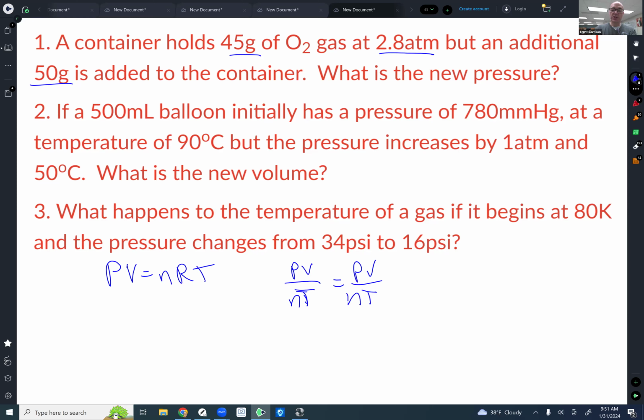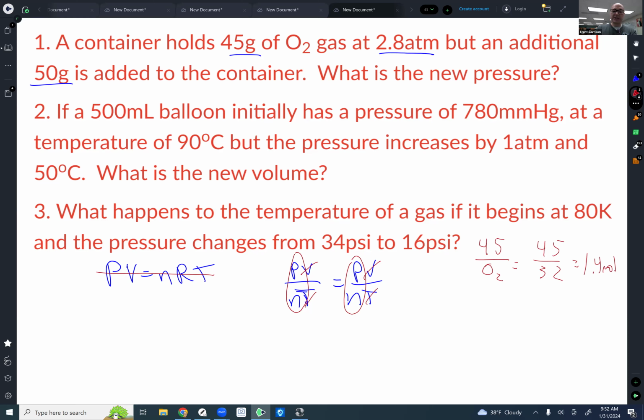And what you will notice in this one is that you are given grams and atmospheres. Those are pressures, and those are moles. So our equation ends up being the P over N equals P over N. But the 45 grams is going to need to be converted into moles. So we've got to do 45 over 32, and that's going to be 1.4 moles. So that's our starting amount.